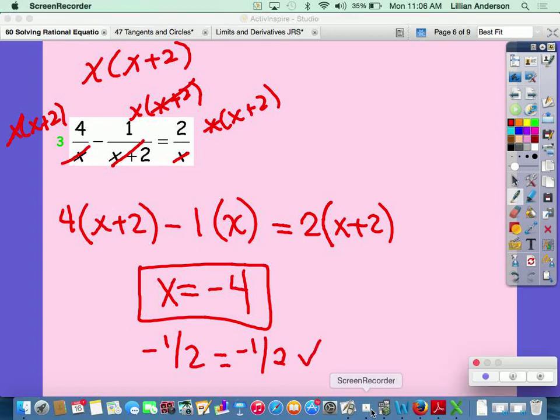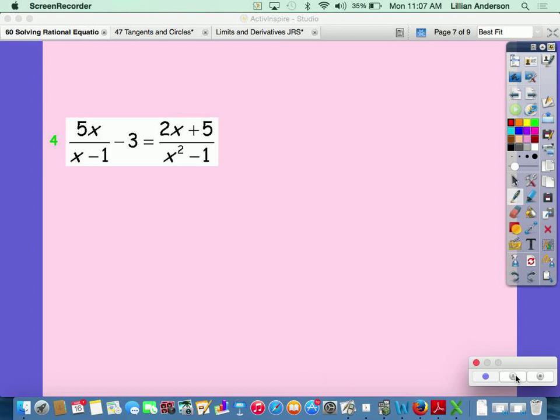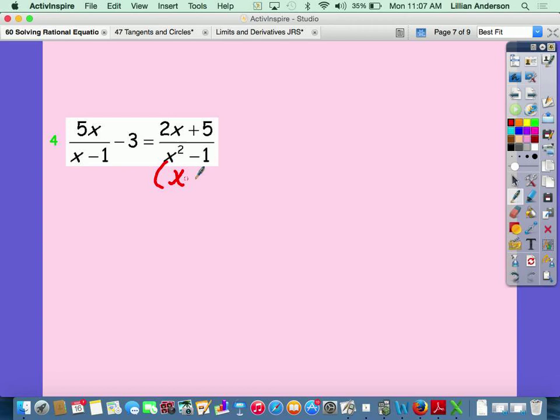What do I have to do? Factor. What is this? x plus 1, x minus 1. So when I look for my lowest common denominator, what is the x minus 1 here missing? An x plus 1. What is the 3 missing? x minus 1, x plus 1. Is this missing anything? So this is my LCD. Go ahead and find x.